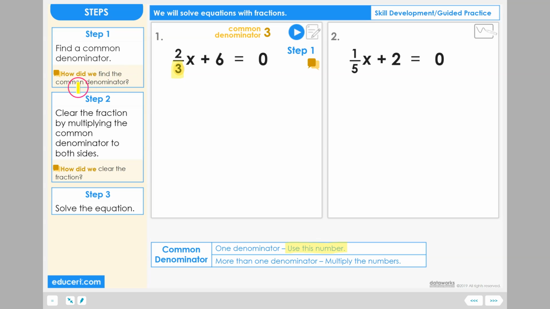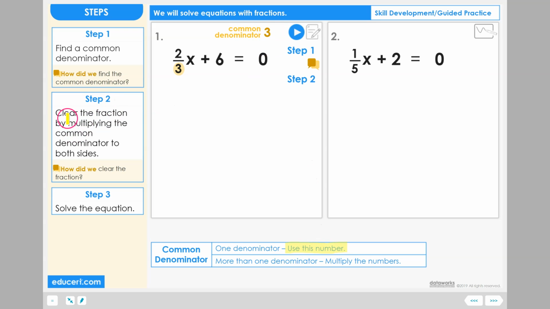How did we find the common denominator? We found the common denominator by taking a look at the denominators in the equation. Here we only had one denominator, which means that we just use that number for our common denominator.